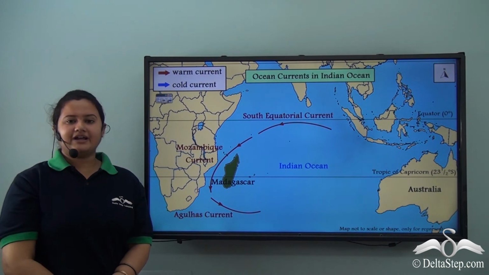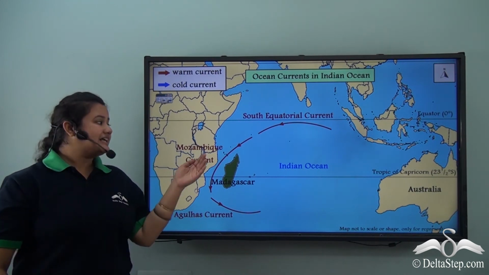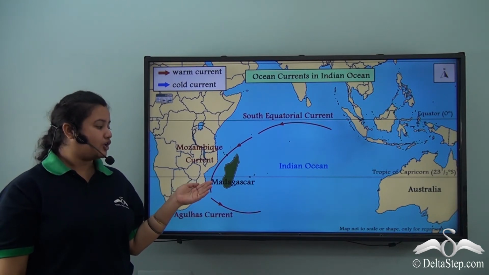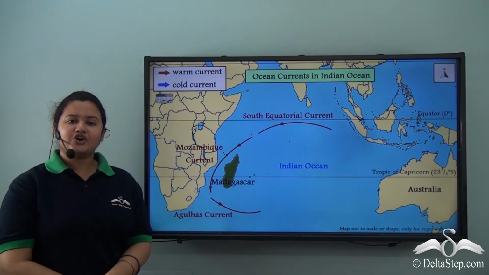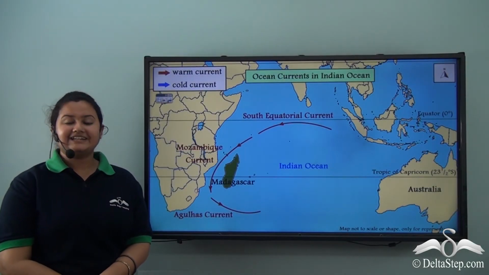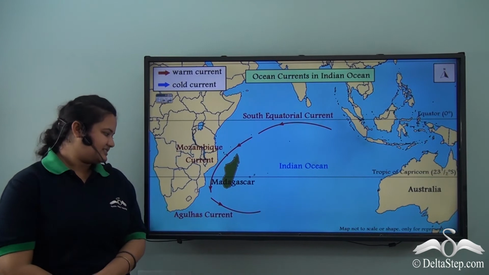The Mozambique current flows along the southeast coast of Africa, and then it crosses Madagascar. After crossing Madagascar, it gives birth to another warm current. The name of this current is Agulhas.